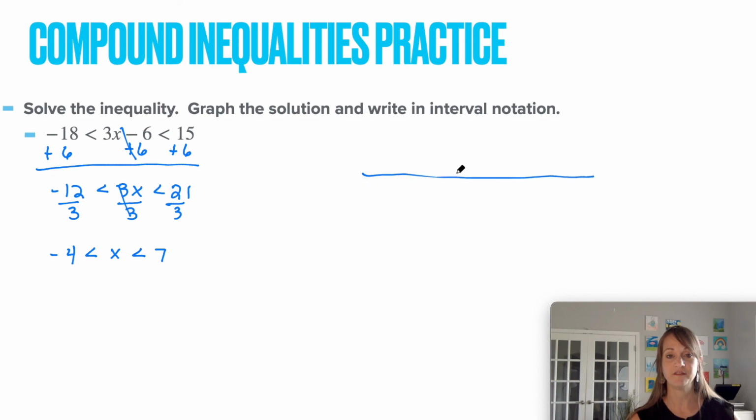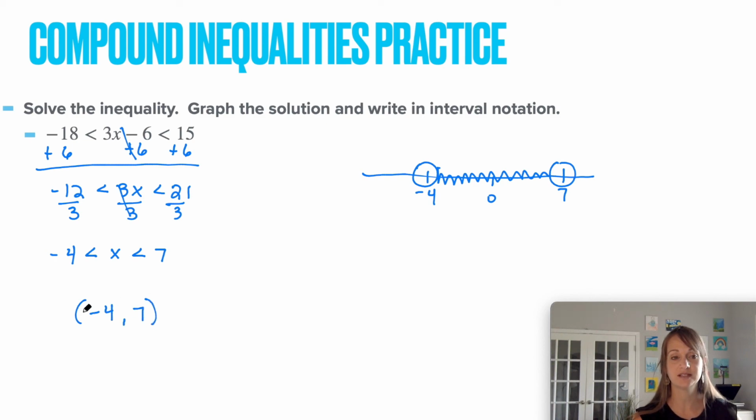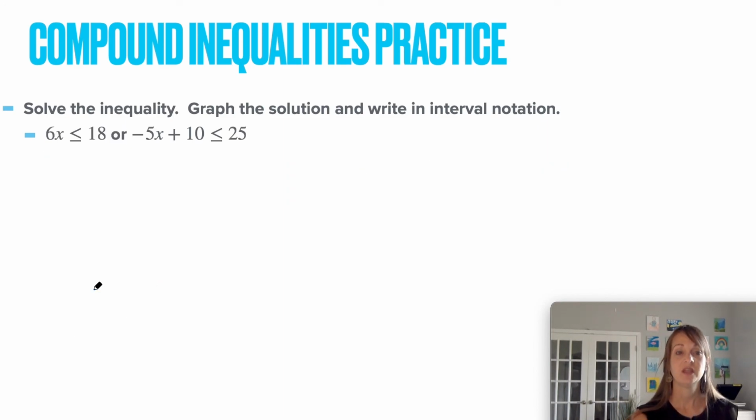If you were to graph it, you'd be going from -4 to 7, open circle because it did not include it, and you have all of the x values that are contained in between there. And if you were to write it as an interval notation, it would be everything from -4 to 7, parentheses and not brackets because it does not include it. Now this is an or, so we're looking for either or.